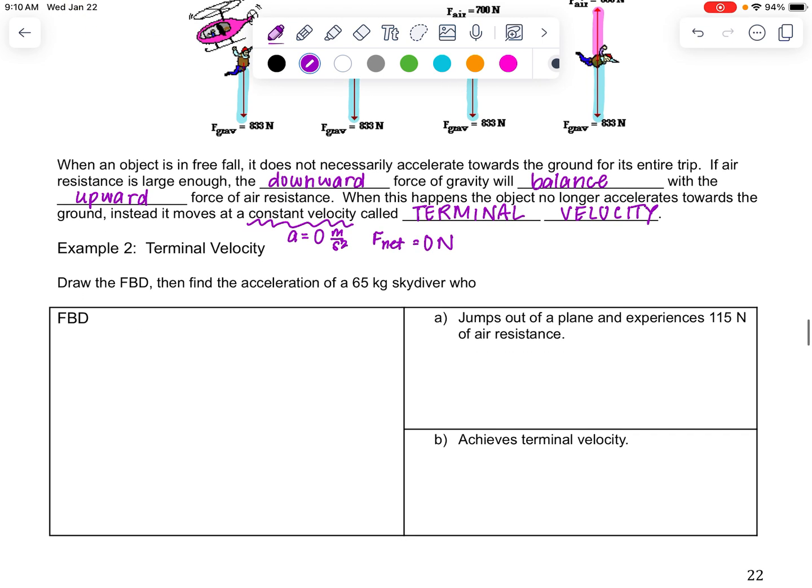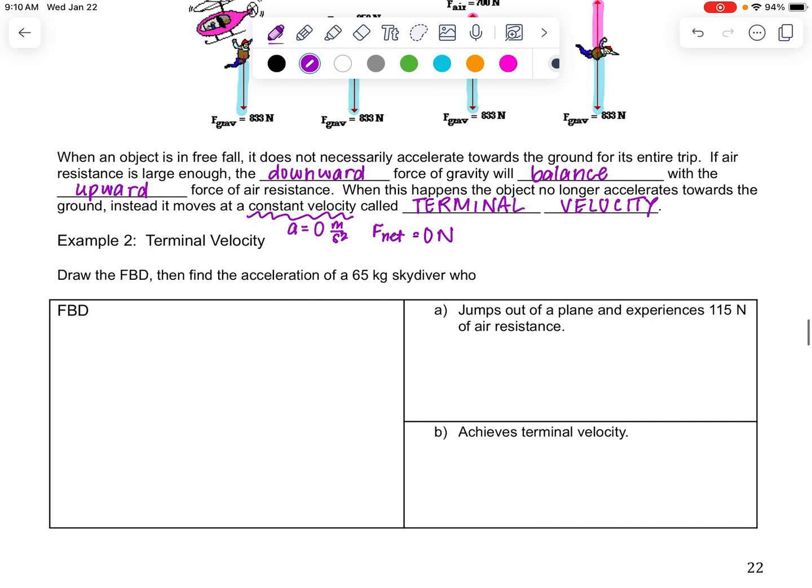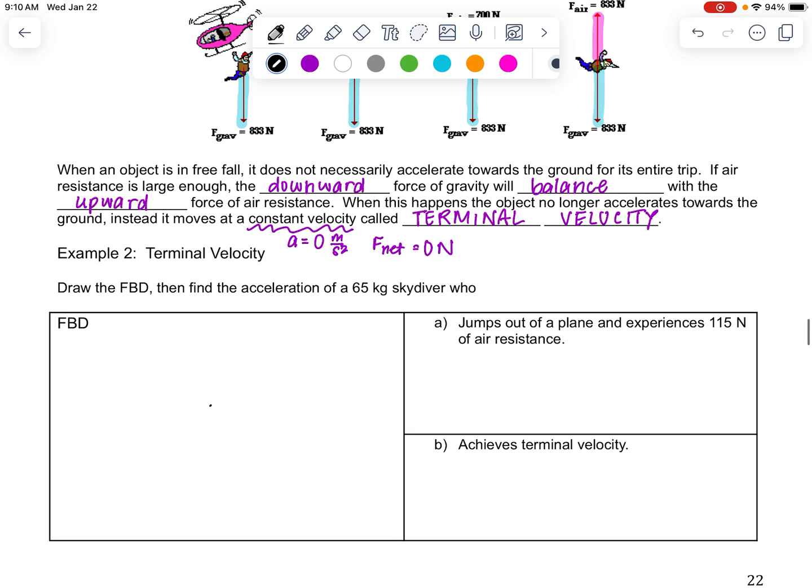Okay, draw the free body diagram, then find the acceleration. Okay, here we go. I'm going to draw my dot. Skydiver, so he has two forces acting on him. One force is going to be down, right? That would be Fg, that's gravity. Then there is the upward force of air resistance. Now they did it as F air, so I'll just do it as F air.